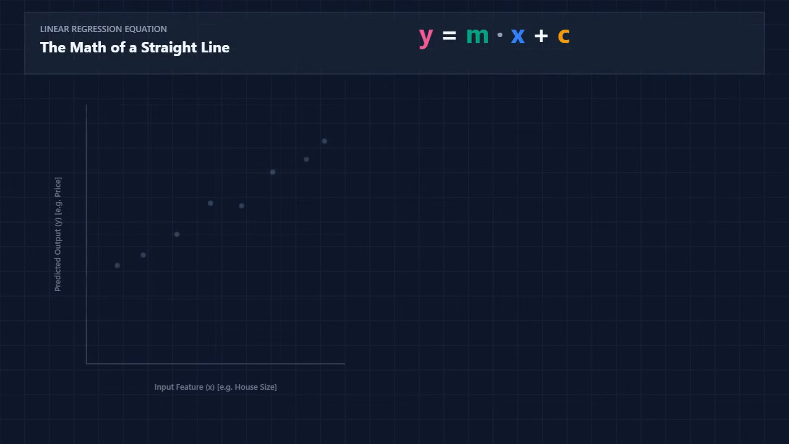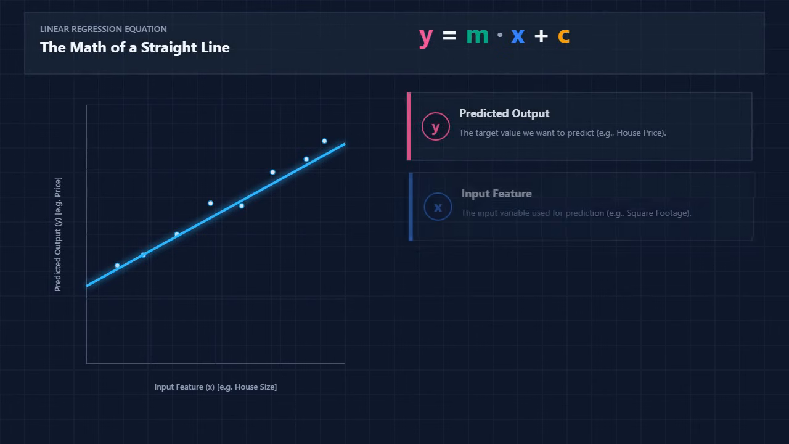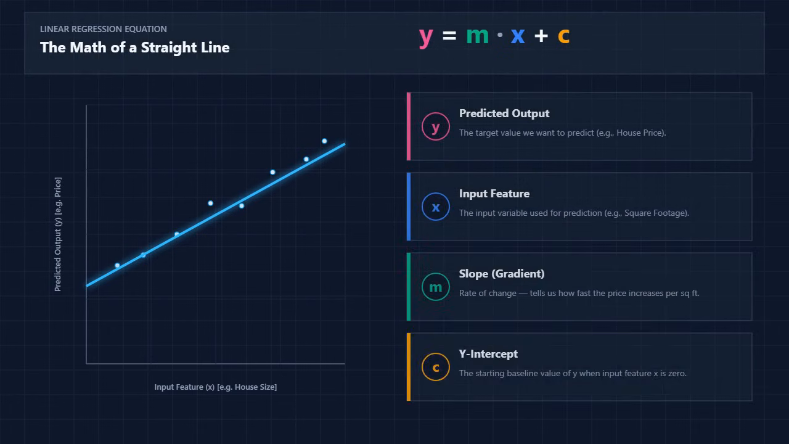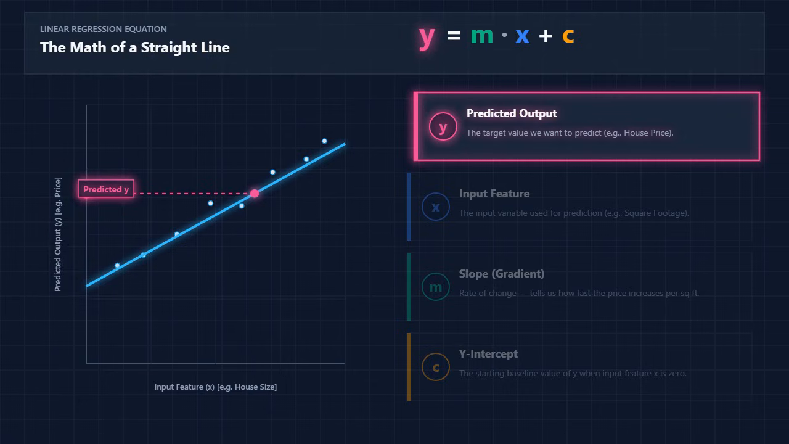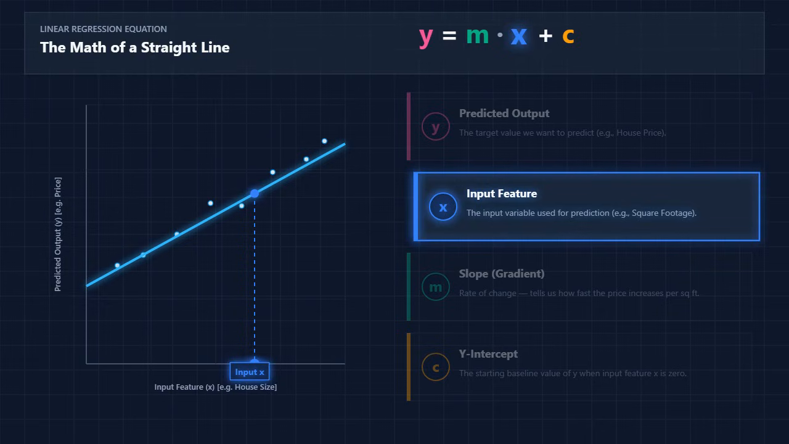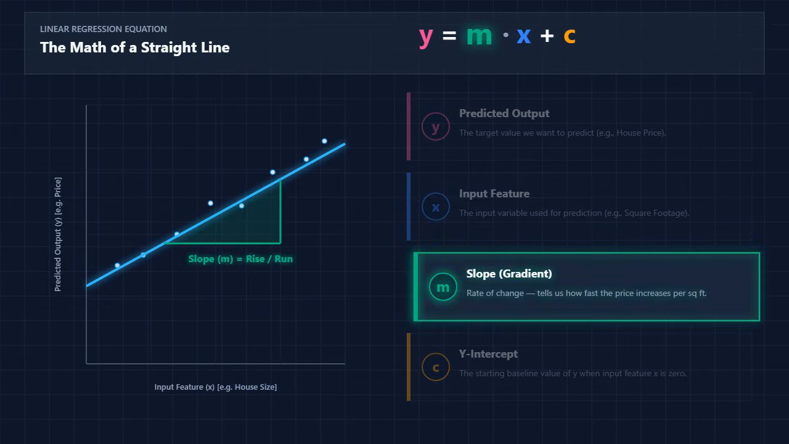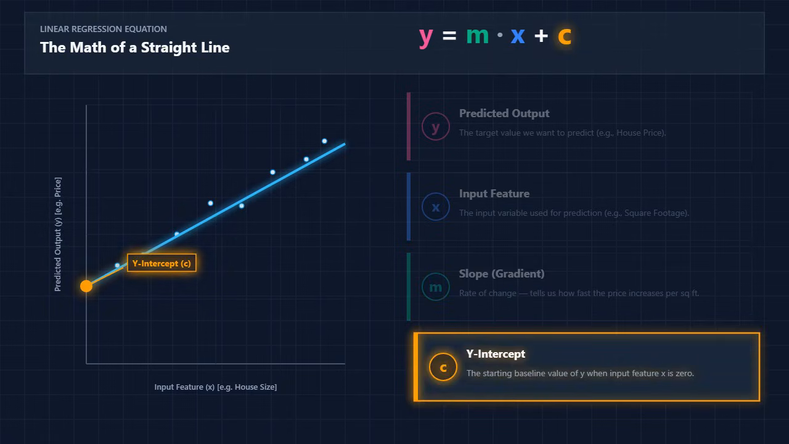Now for the math. The equation of linear regression is exactly the equation of a straight line from high school math, y = mx + c. Let's explain every variable. Y is the predicted output. X is the input feature. M is the slope, which tells us how fast the price increases. And C is the intercept, which tells us the starting point.